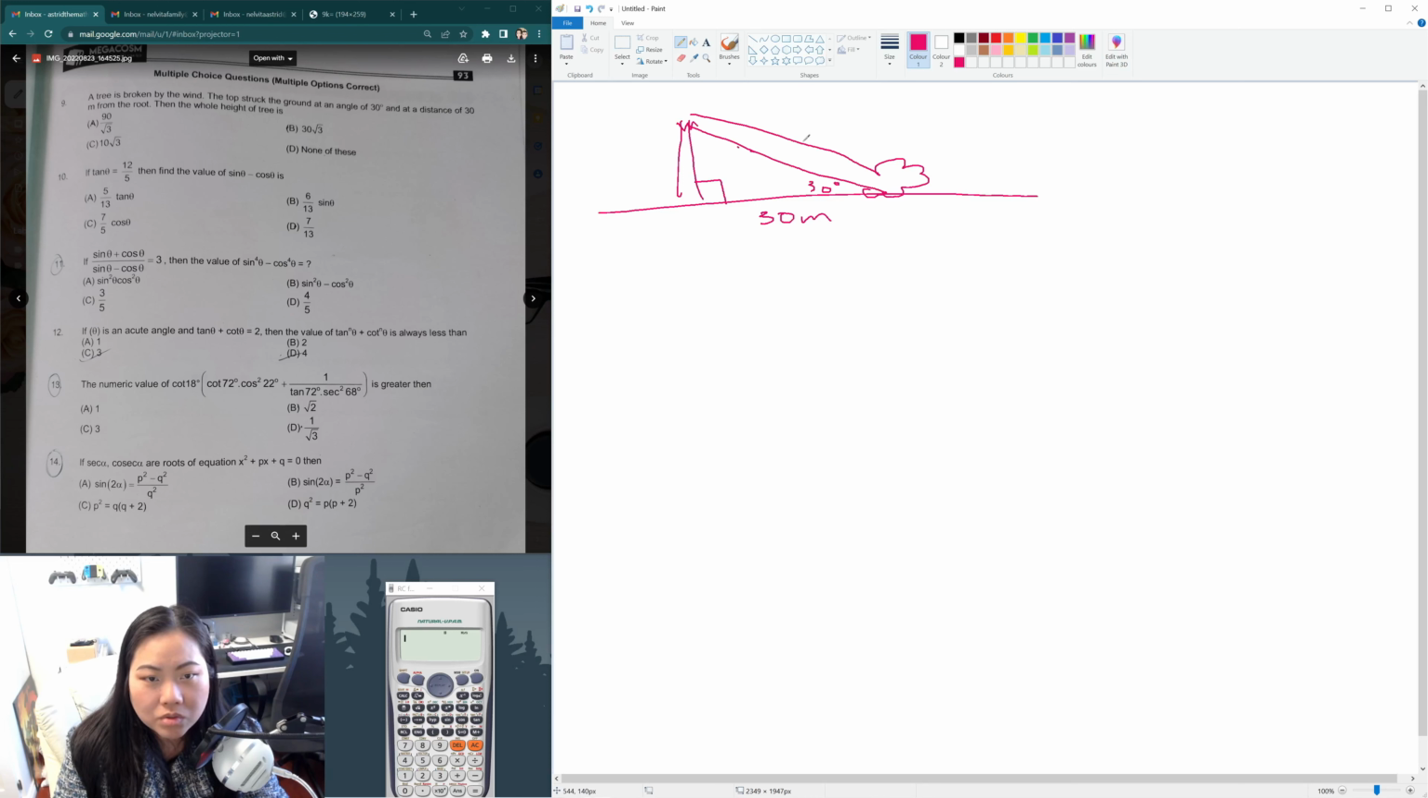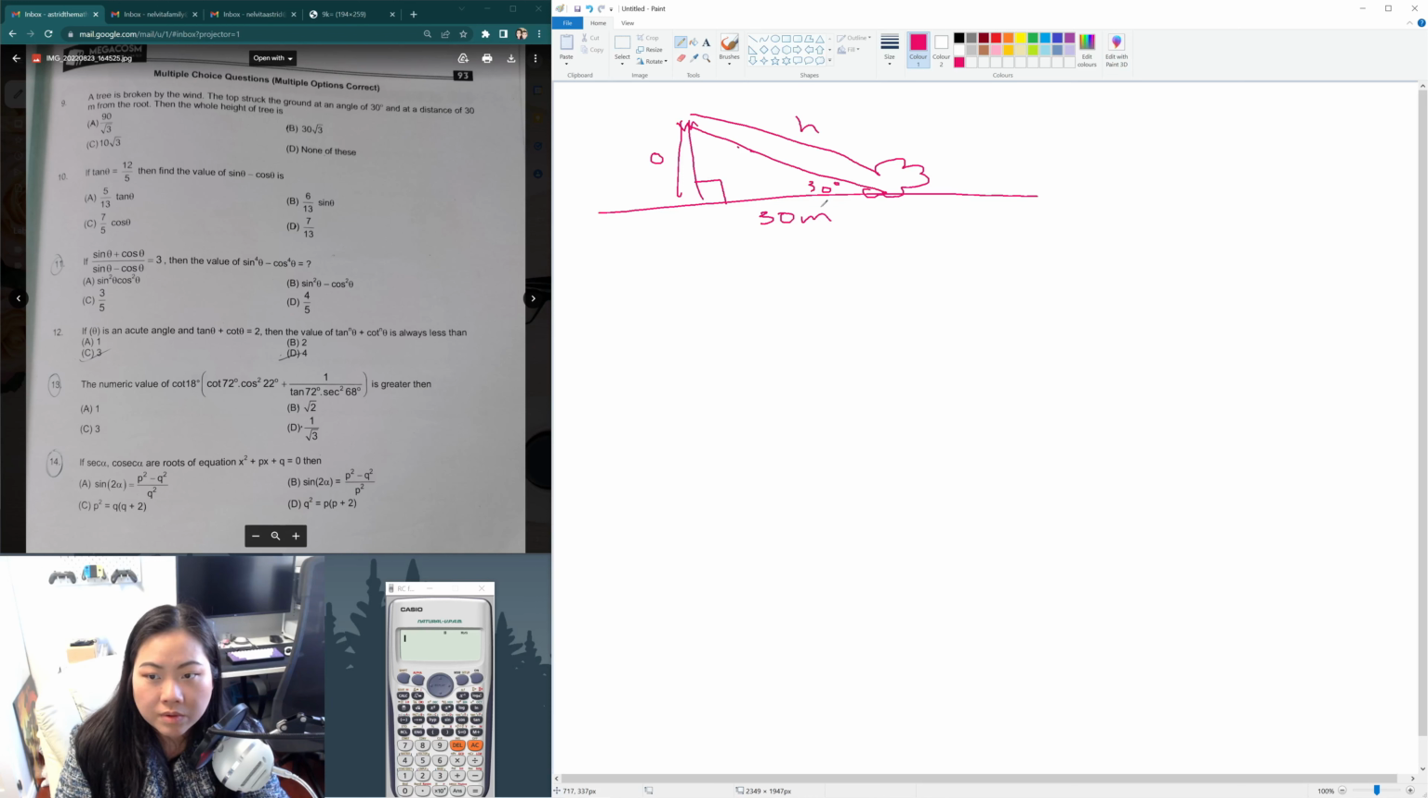The top struck the ground at an angle of 30 degrees. Yeah, I'm pretty sure it's this angle here. The whole height of the tree. So I'm going to call this O because it's opposite that angle, and I'm going to call this H because it's the hypotenuse. The height of the tree would be O plus H. So let's find the opposite first. It's usually the easiest one.